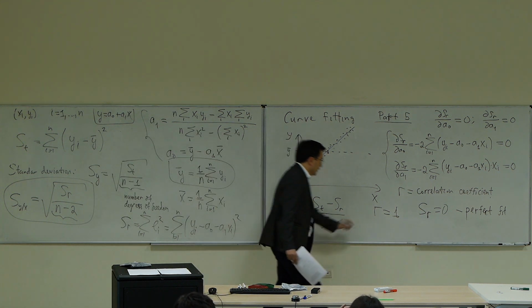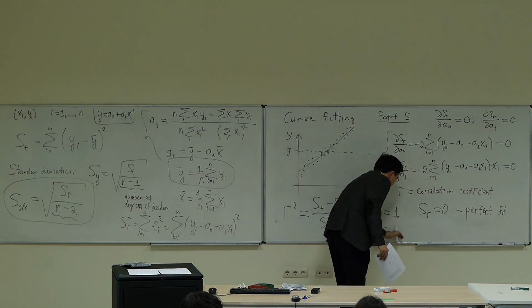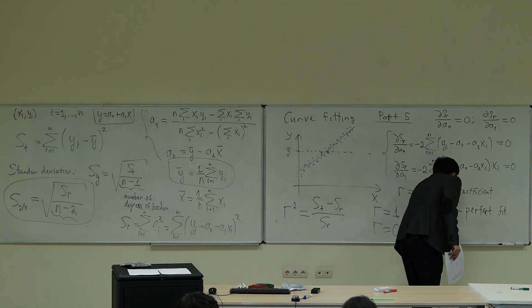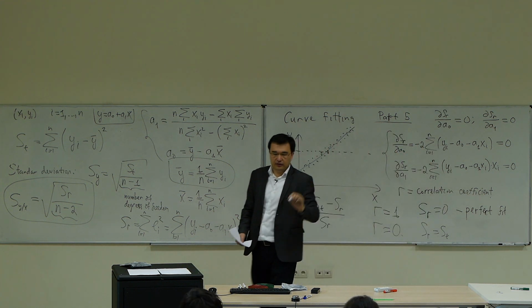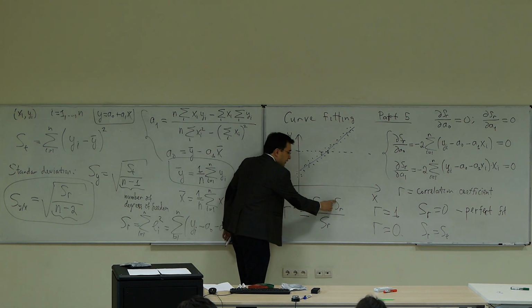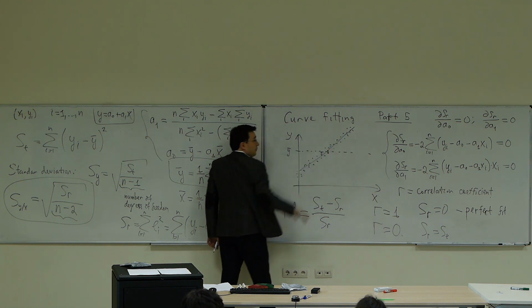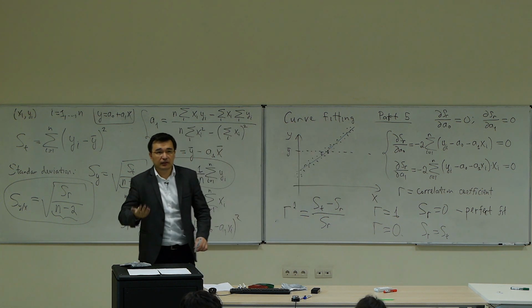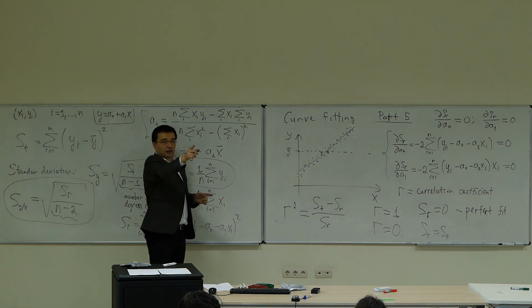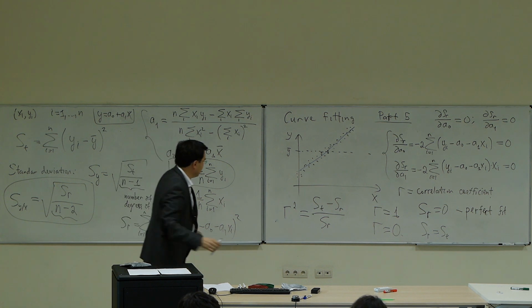Another extreme is r equal to 0. What does it mean? It means that S_r is equal to S_t, right? It means that this S_r is not better than S_t, which is to say the deviation from this line is not smaller than the deviation from the mean. So our fit is not giving us a better result than the mean. We could as well take the mean. You have a question? S_t, exactly, S_t, sorry.